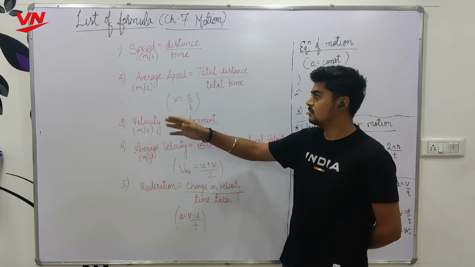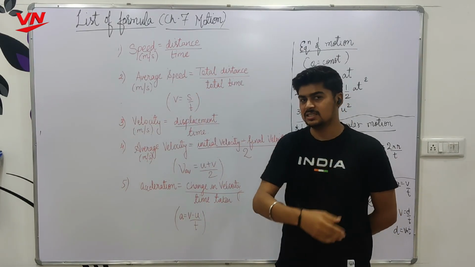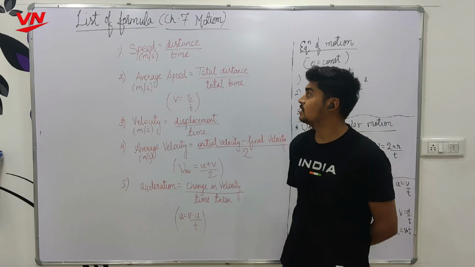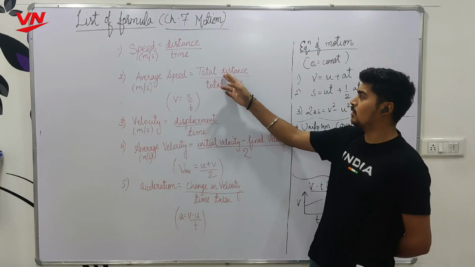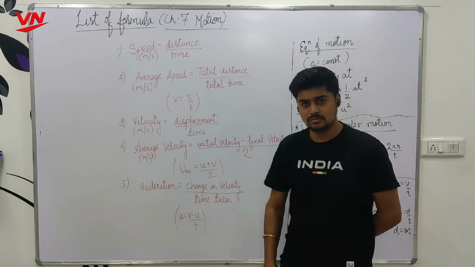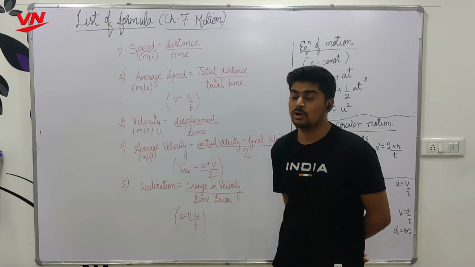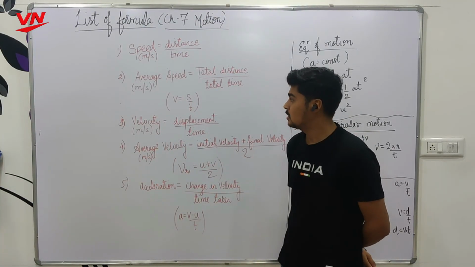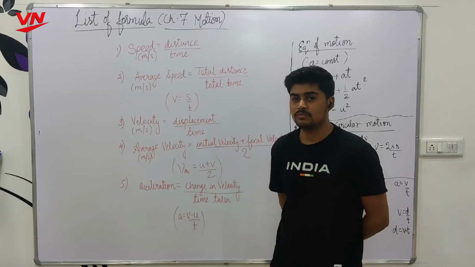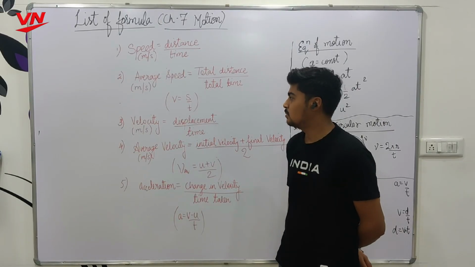When there are changes in speed, we will find average speed, and that average speed has a formula of total distance upon total time. You will just add up all the distances divided by whatever the total time you have taken to complete all those distances. The SI unit is also the same, meter per second.